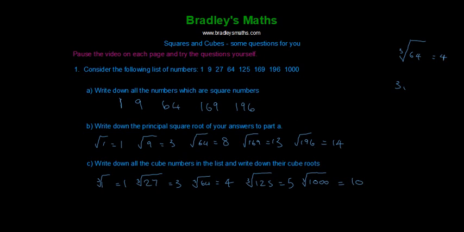This is not the cube root of 64. This is 3 times the square root of 64. The square root of 64 is 8, and 3 times 8 is 24. These are not the same.